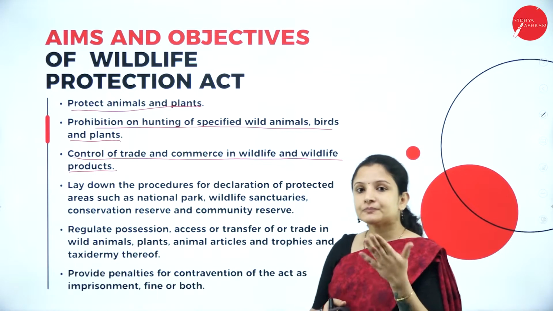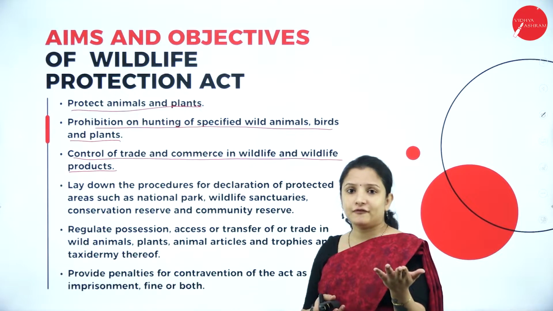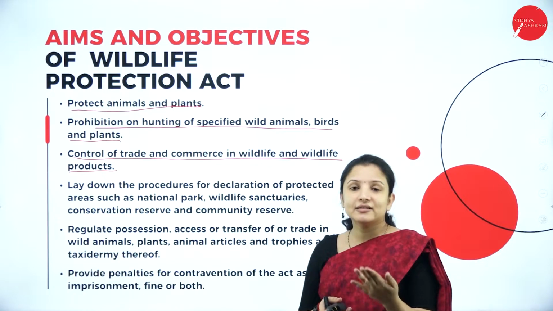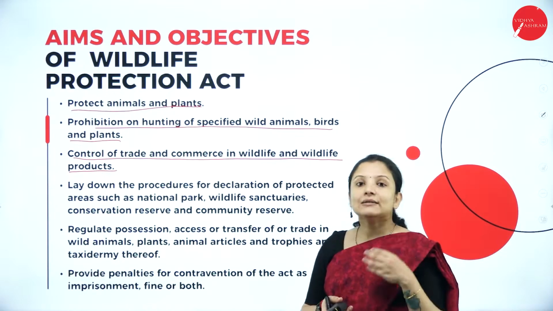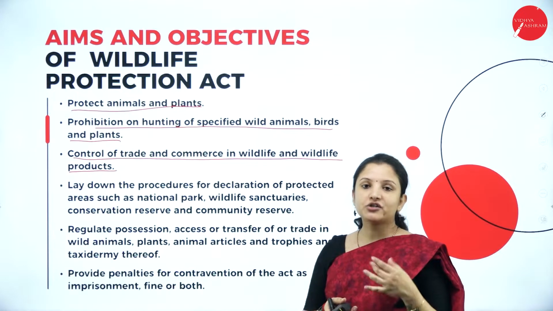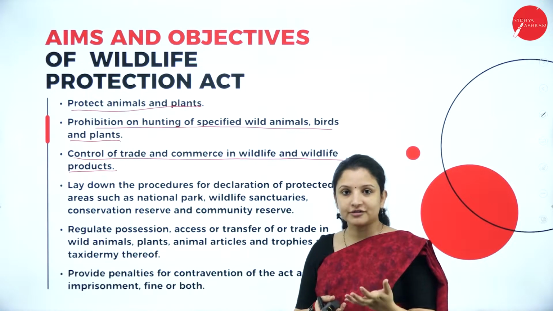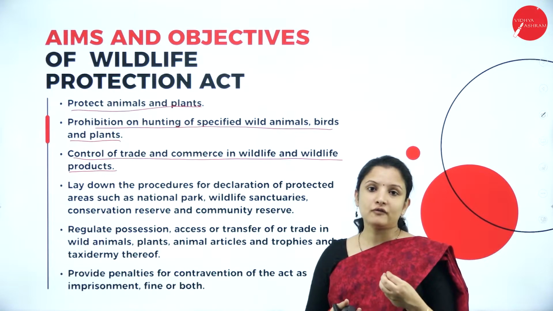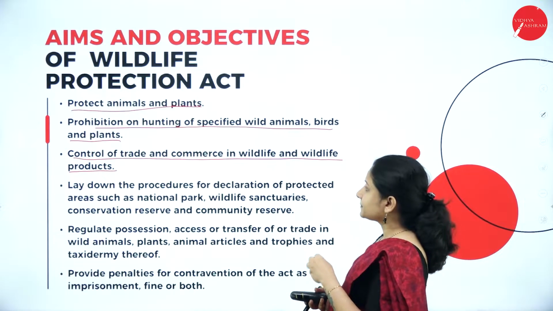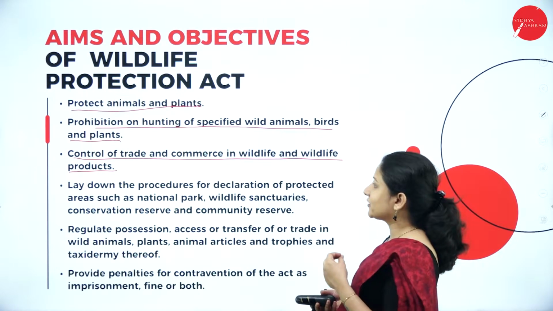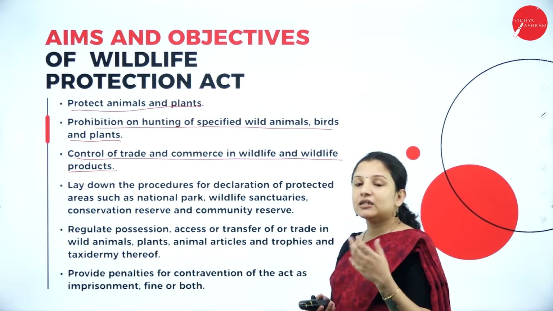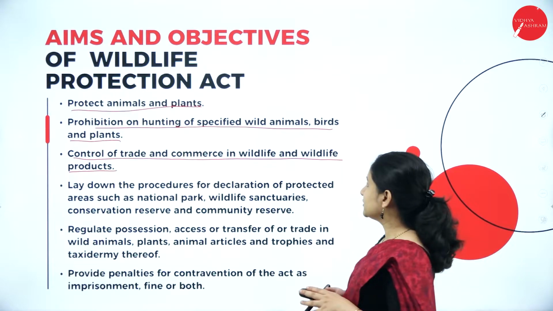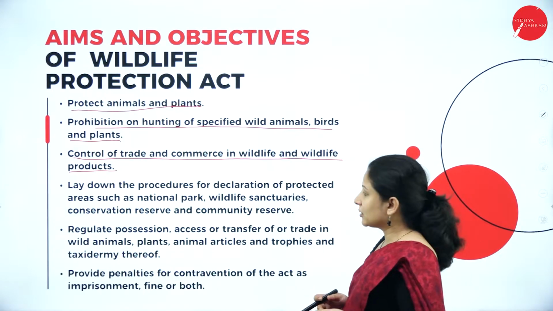Otherwise, what happens? Say for example, the trade of some of the lizards is too much. Why? Because it is said that the lizards have some medicinal properties. The trade of the elephant tusk is also too much, because elephant tusks are quite costly, and the ivory of the elephant tusk is actually used in making a lot of artifacts or craft material. So that is why it is of great demand, and illegally a lot of trade is going on. Therefore, the control of trade and commerce in wildlife and wildlife products has to be curbed.